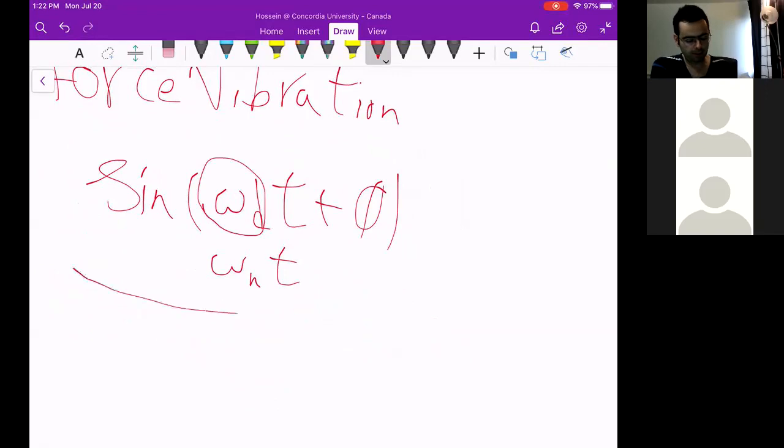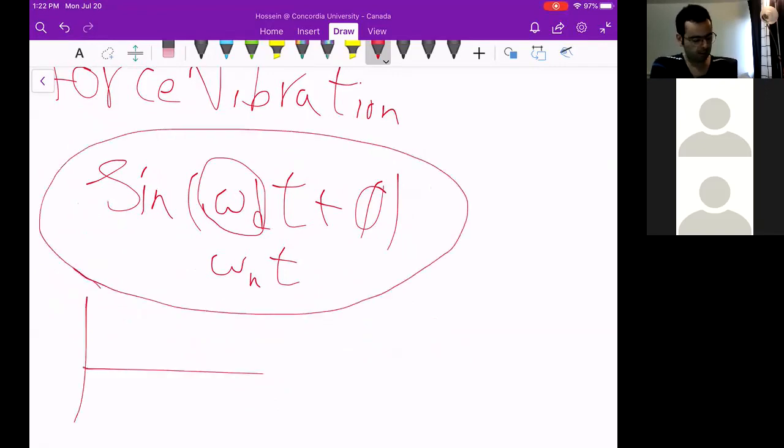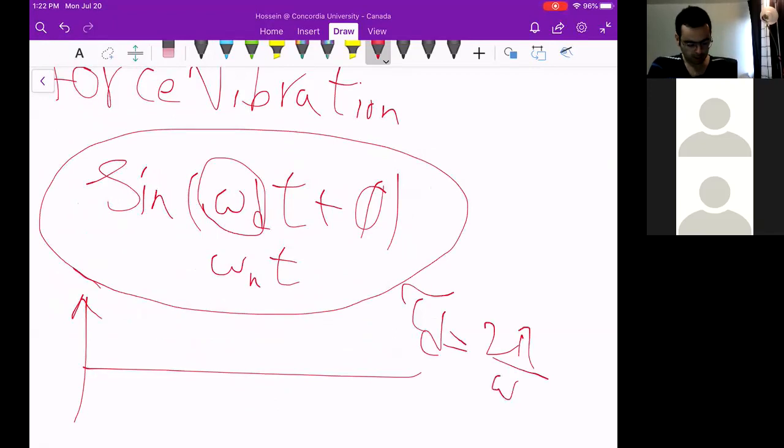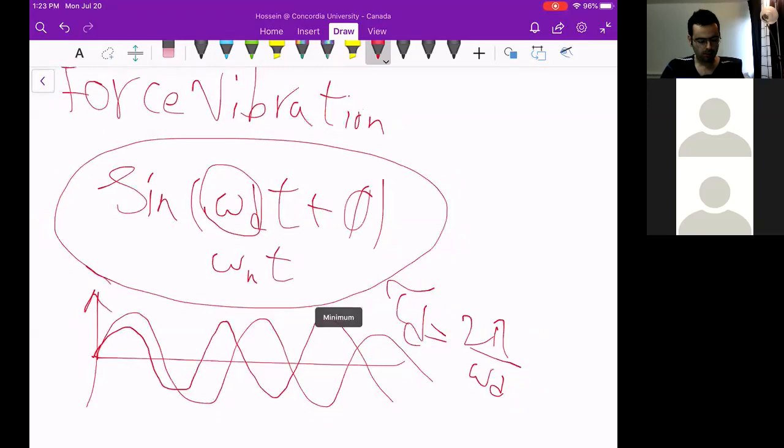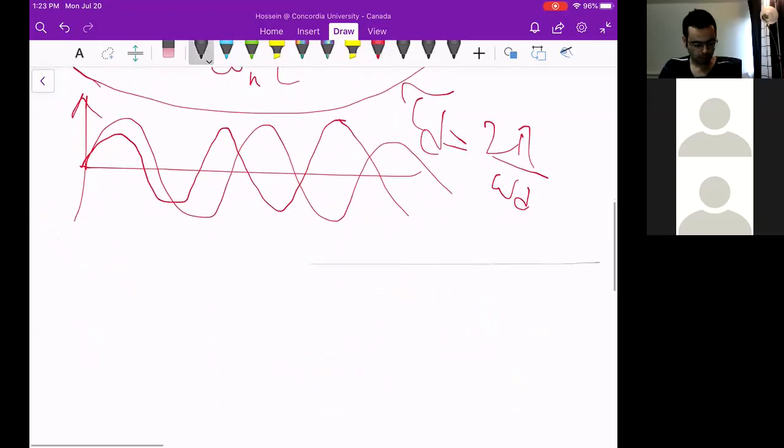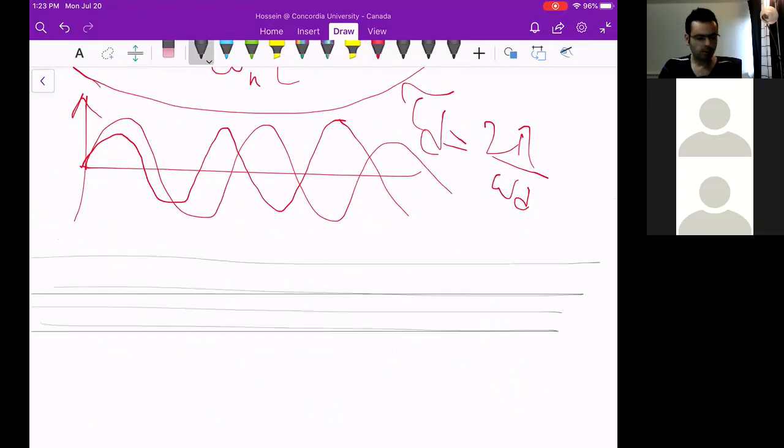So you cannot simplify the solution, because tau d is 2 pi over omega d, and after some cycles, the error will accumulate. So you cannot ignore the omega d in the response. So I have prepared some problems. Let's go for chapter 2 and then we'll go for chapter 3.